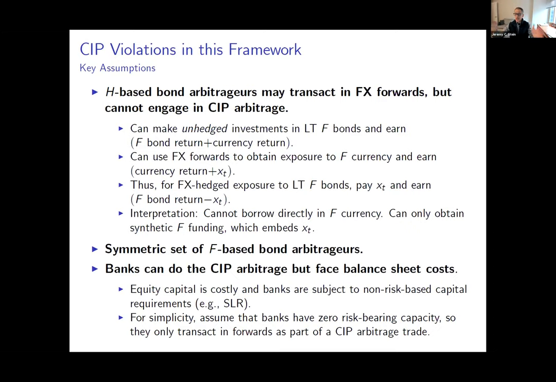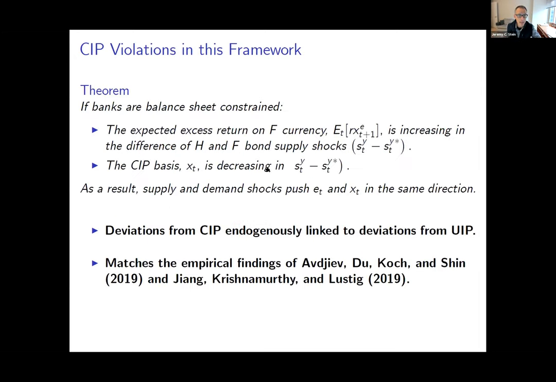So again, we have the same setting as before. Half the investors are domestic, half are foreign, but there is a limited ability to do the CIP arbitrage that can only be done by a new set of players that we're going to call banks.